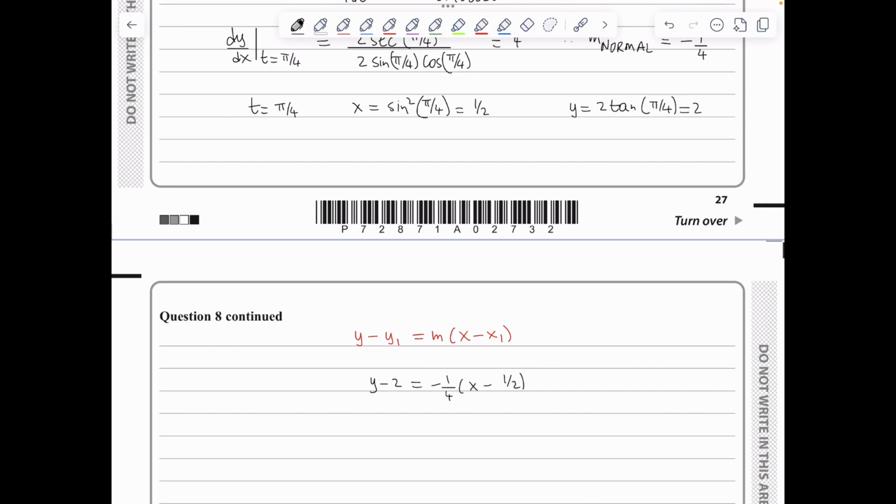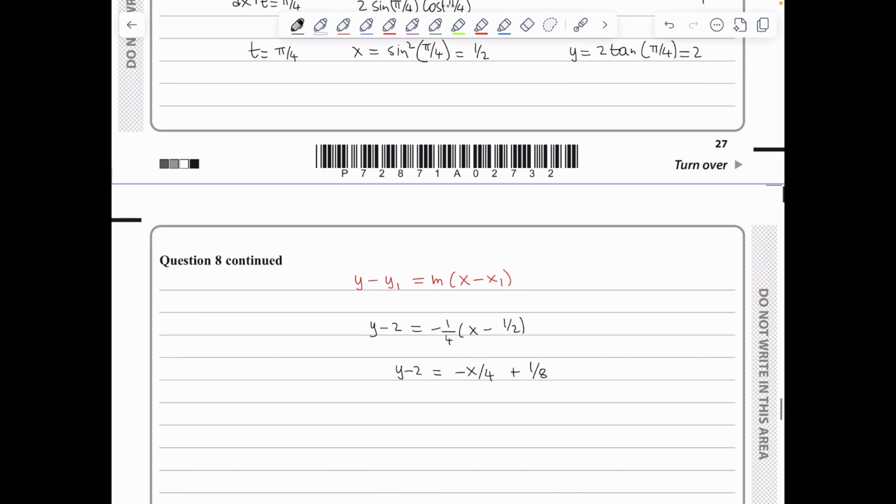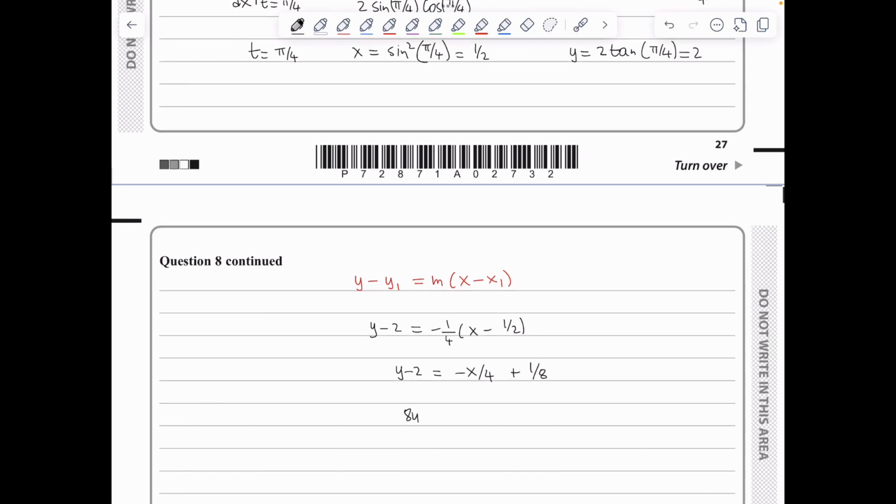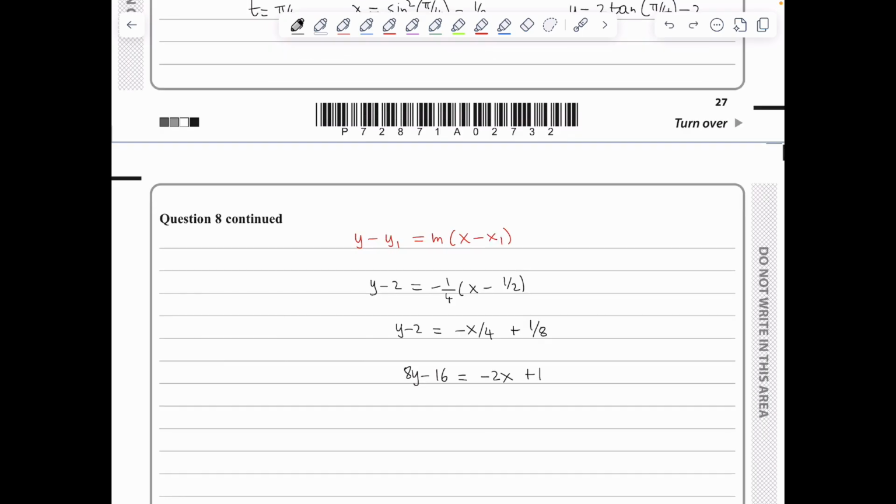I will expand the right hand side to get y minus 2 is equal to minus x over 4 plus 1 over 8. If I multiply throughout by 8, I get 8y minus 16 is equal to minus 2x plus 1. And I will collect the x and the y on the left hand side, leading to 8y plus 2x is equal to 17 as required.